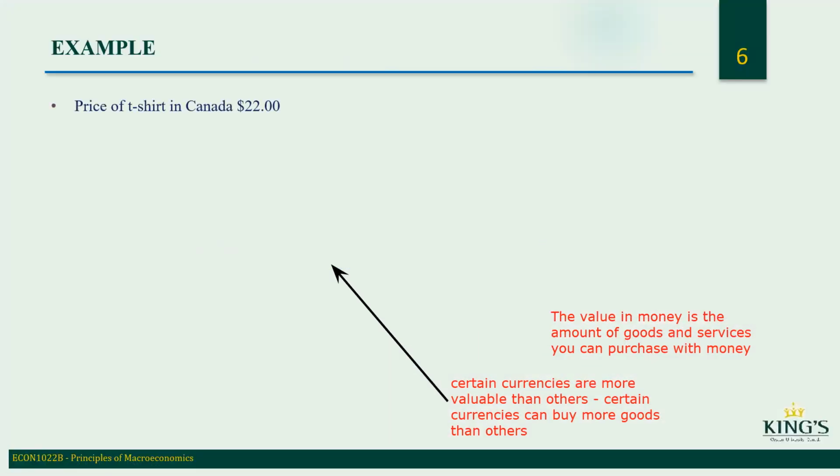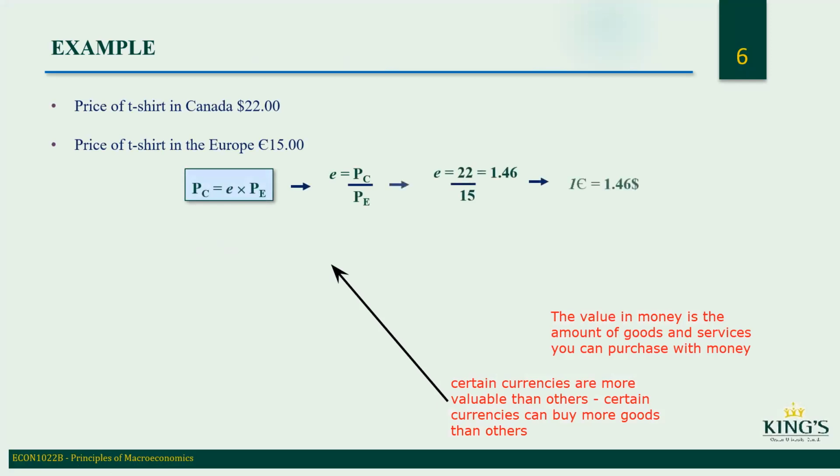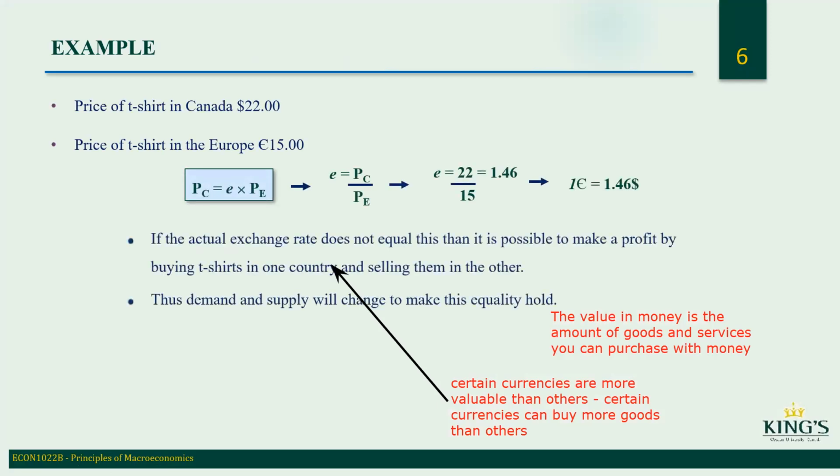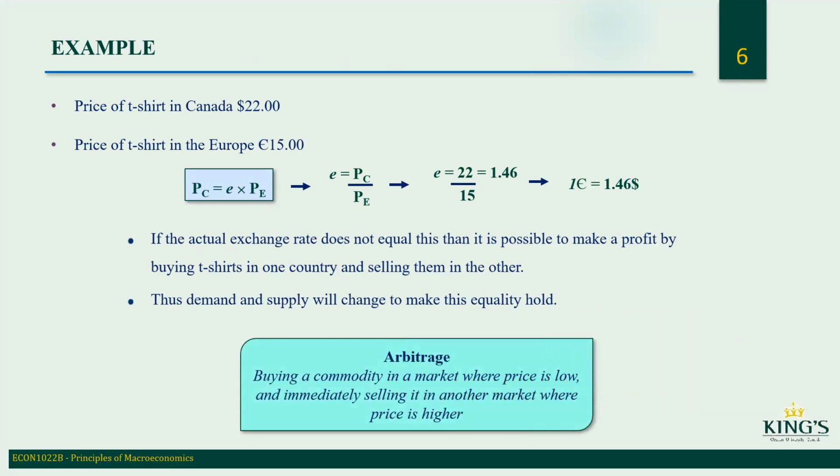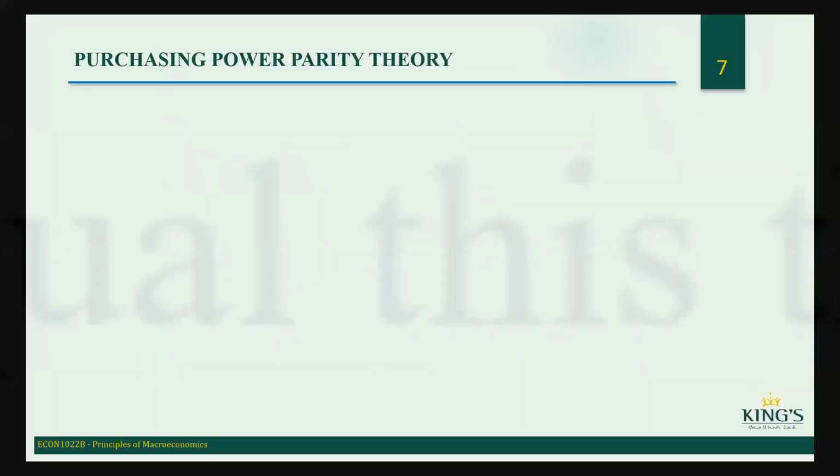So example, the price of a t-shirt in Canada is $22. The price of a t-shirt in Europe is 15 euros. The actual exchange rate does not equal this, and it's possible to make a profit by buying t-shirts in one country and selling them in another. Thus, demand and supply change to make this equality hold. So again, arbitrage is buying a commodity in a market where the price is low and immediately selling it in another market where the price is higher.